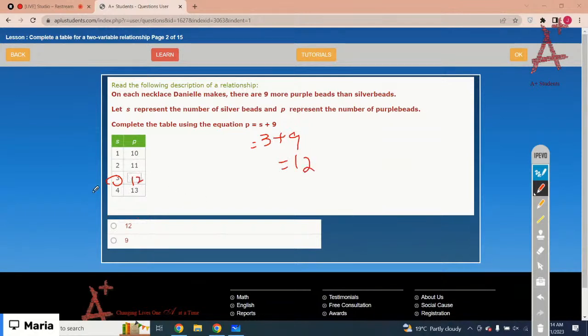That means when she has 3 silver beads, then you have 12 purple beads. Got it? So the correct option is 12. Just select the correct option, then click on the OK button.